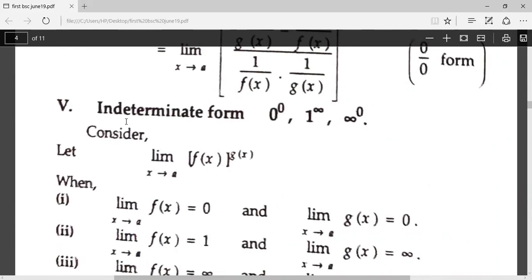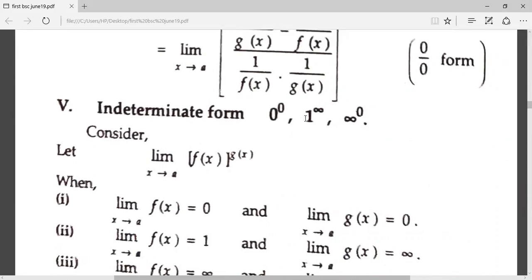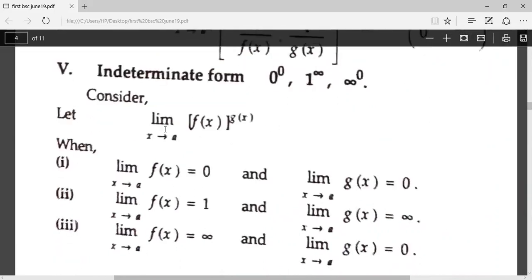Next, the indeterminate forms 0 power 0, 1 power infinity, infinity power 0. We will see how to do problems on these. They are all indeterminate forms. 0 power 0, remember. 1 power infinity is not 1, remember, it is again indeterminate. Infinity to the power 0, that is also indeterminate. In this we employ a technique, that is why we take logarithm.